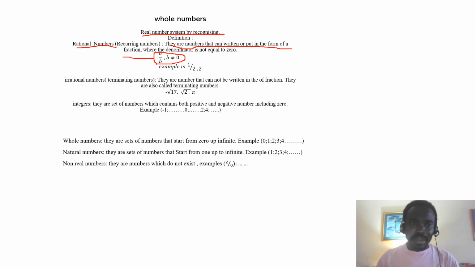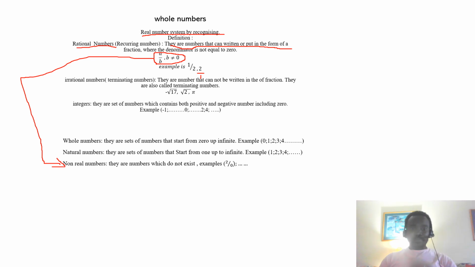Then we quickly come down here. It is called non-real number. So now we know what a rational number is. An example is 1 over 2 or 2. One may ask, why is 2 a rational number? Because the denominator is not equal to 0. And every number that stands on its own, the denominator is 1.